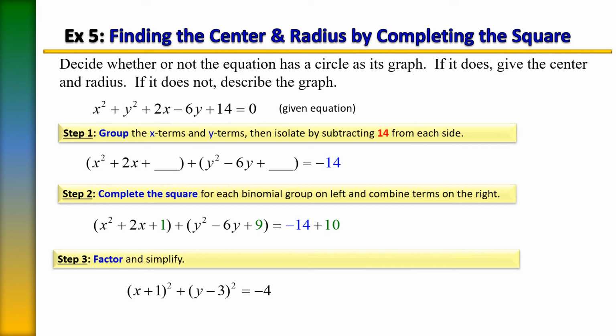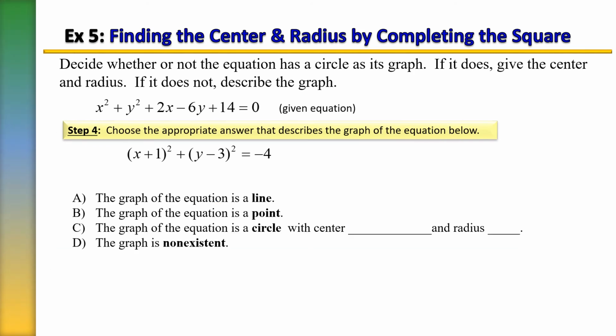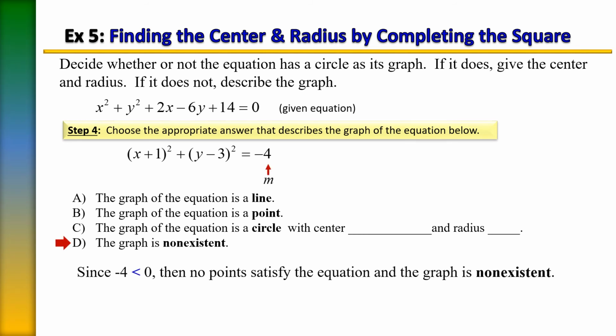Recall that the rules are, if that number is positive, it's a circle. If that number is 0, it's just a point. And if that number is negative, such as in this case, then the graph is non-existent, meaning it is not an equation of a circle, and it is not a point. Again, the choice is a graph that's non-existent.